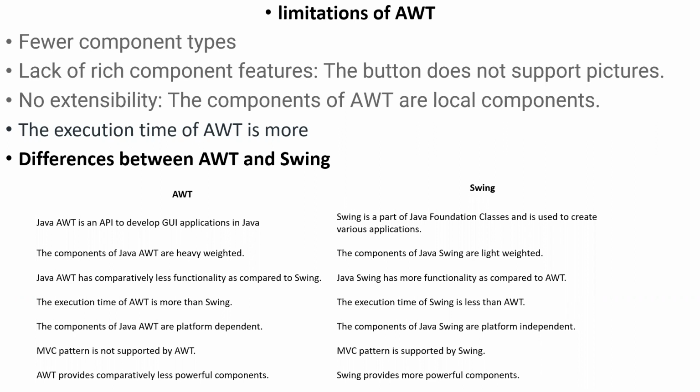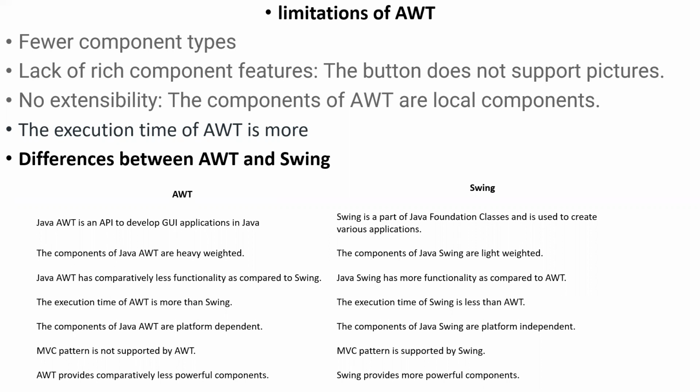But Swings are not like that. You can have add-ons and plugins also, based on the application and the versions. Now see the difference between AWT and Swings. AWT is used to develop GUI applications in Java. Its main importance is to develop the GUI, graphical user interface. Swings are also for that, but they provide some extra features. This GUI will have more features.